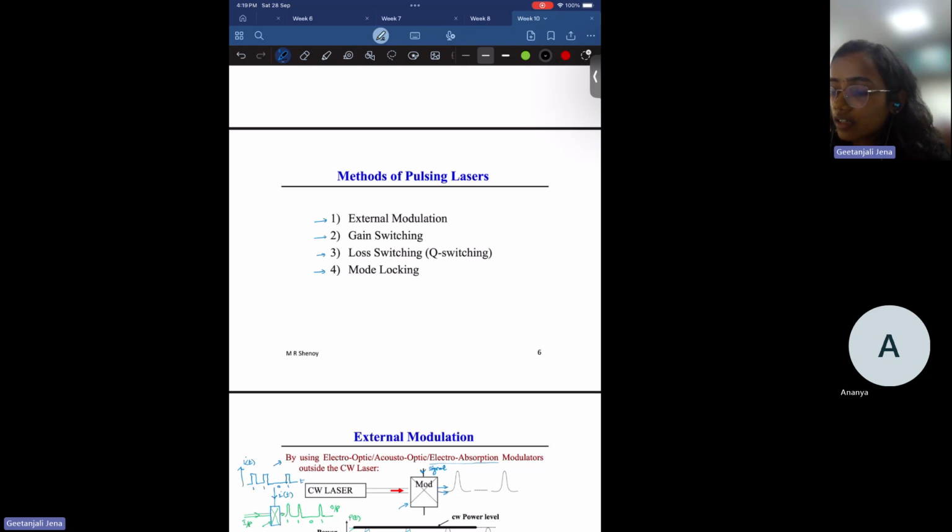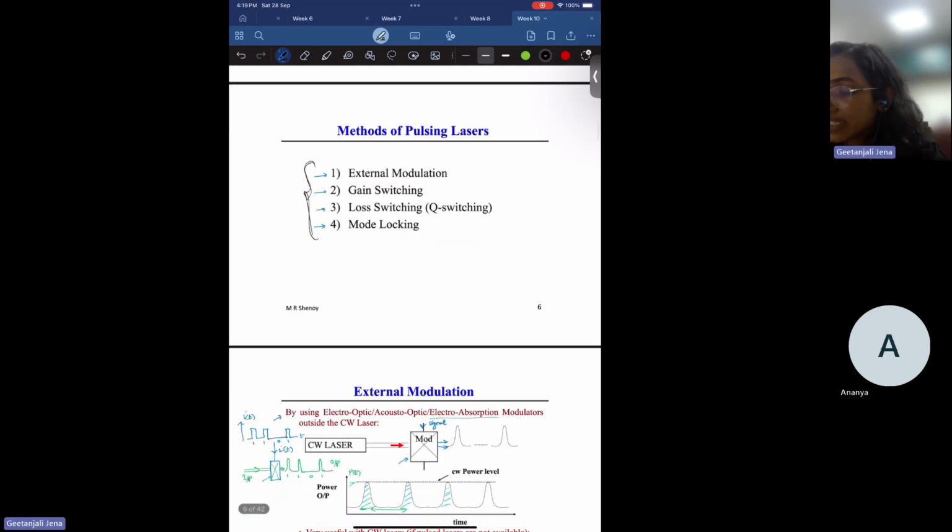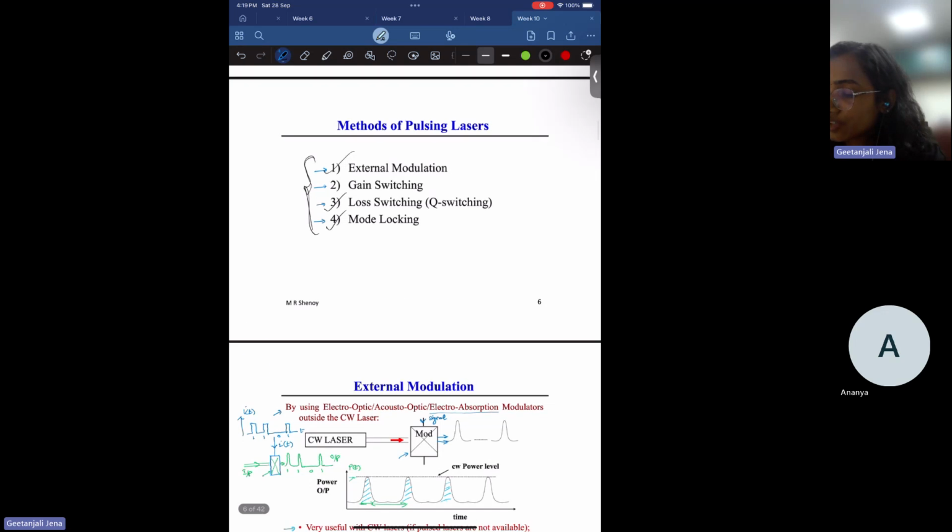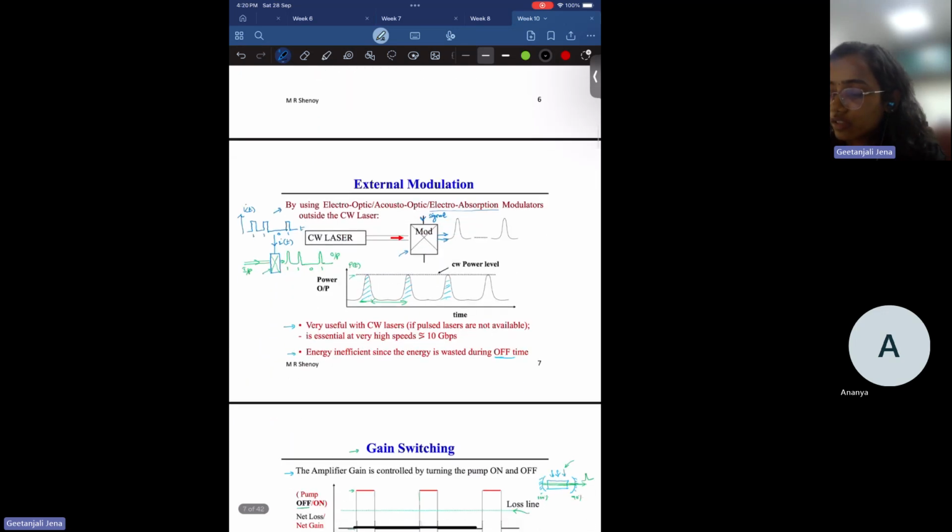So these are the four different ways where you can generate a pulse laser. The first one is external modulation, the second is gain switching, then loss switching, and mode locking. We'll briefly go through each of these methods of generating a pulse laser. So the first one is the external modulation.